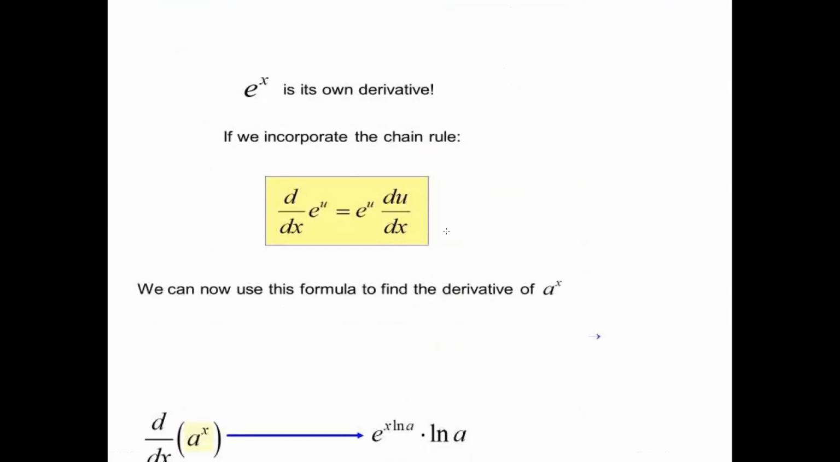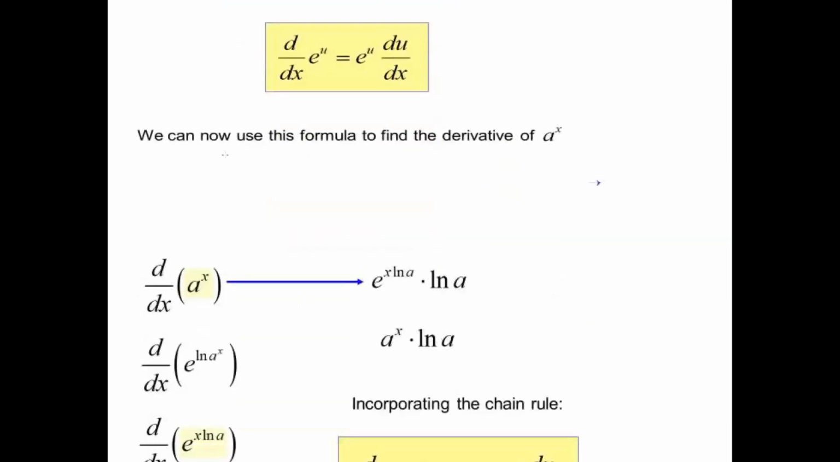Now we incorporate the chain rule over here. So d dx of e to the power u can be written as, here u is a variable or a function of x. So when we differentiate e to the power u, the derivative of e to the power u is e to the power u. Since we are considering u to be a function of x, there is a multiplication by the derivative of u. It is e to the power u into du dx.